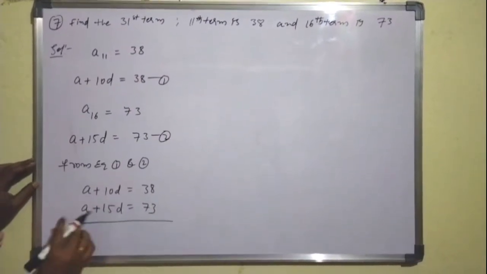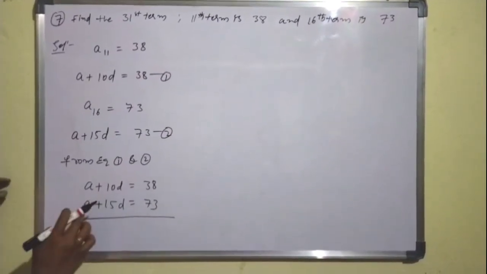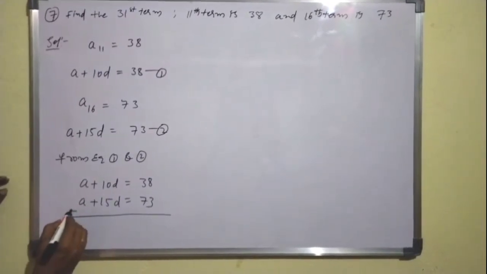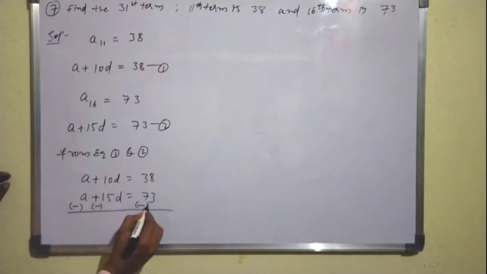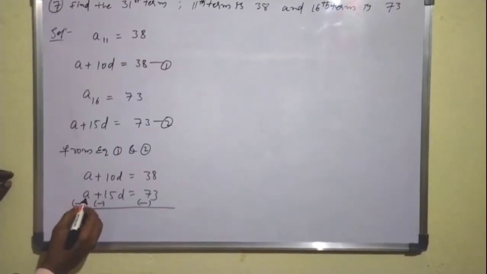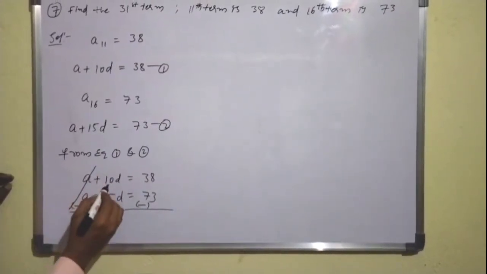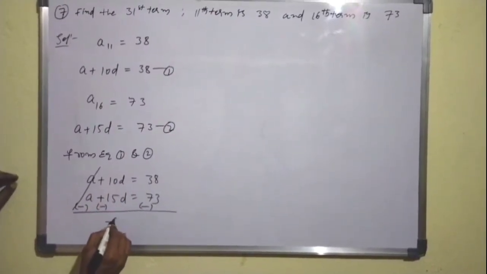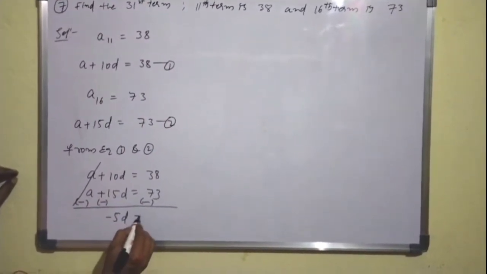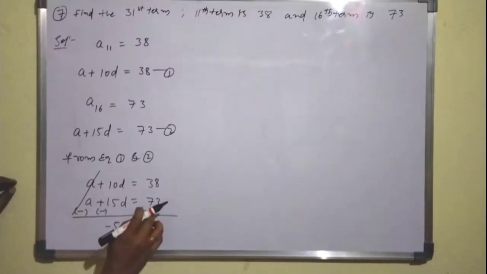So a plus 10d is equal to 38 and a plus 15d is equal to 73. Subtraction: here the signs change. So plus a minus a, it is a cancel. So here 10d minus 15d is equal to how much is there? Minus 5d.